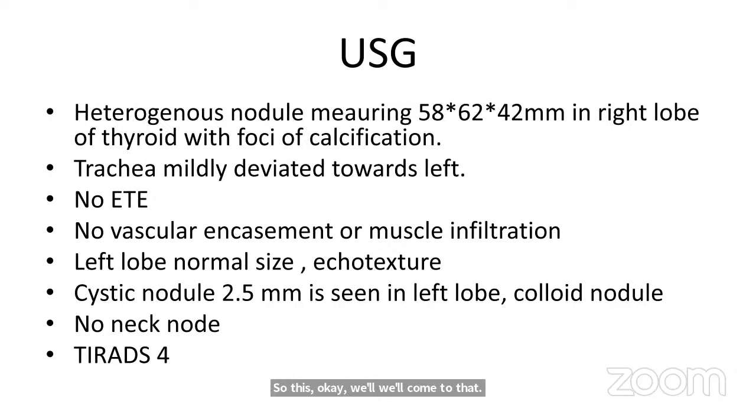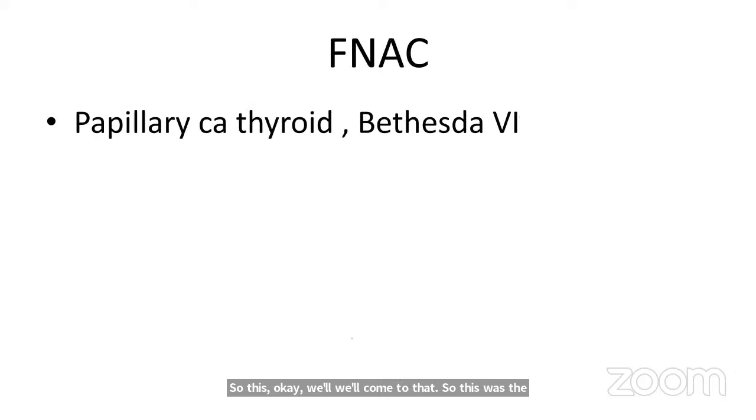Okay, go to the FNAC finding. So FNAC was reported as papillary carcinoma of thyroid. This is Bethesda category 6. Oh, okay, that's good. Yeah. Ashok sir, Poonam, do you have any comments to make about the TIRADS score?